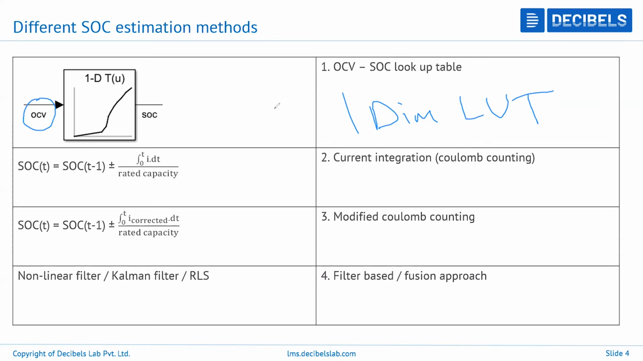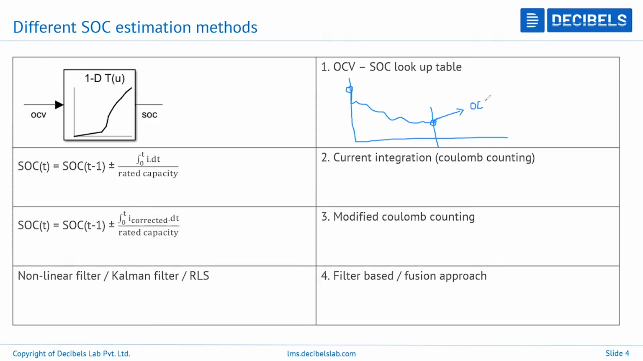So for example, let's say the vehicle has discharged the battery from a certain point like this, and once it has stopped, after some rest period, you can say that the vehicle has reached the OCV or open circuit voltage condition, or in other words, it is also called steady state voltage.